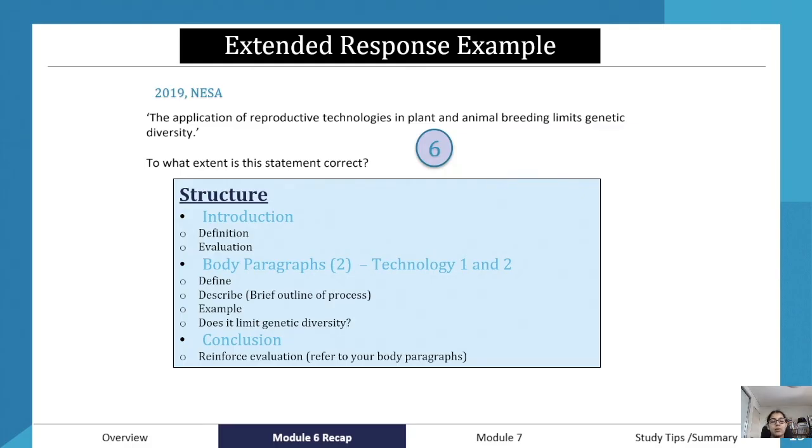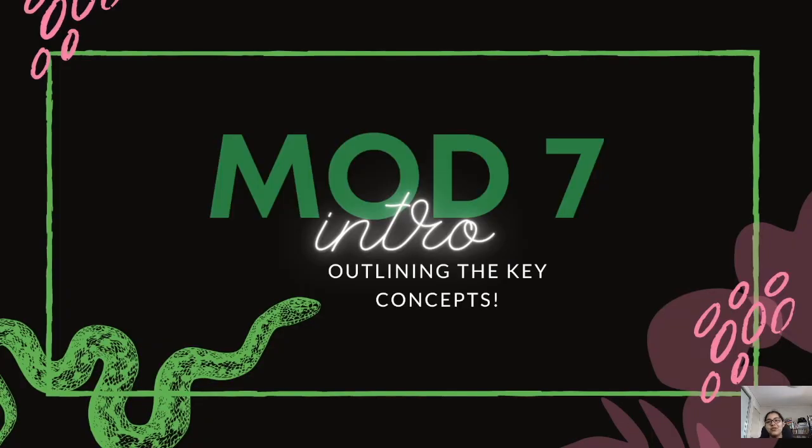And finally, we want a conclusion that ties everything together and reinforces your evaluation. So here you link back to your body paragraphs. Again, like in English, you're signposting your themes. That is kind of what you're doing here. So that is that. Let us now move on to module 7.